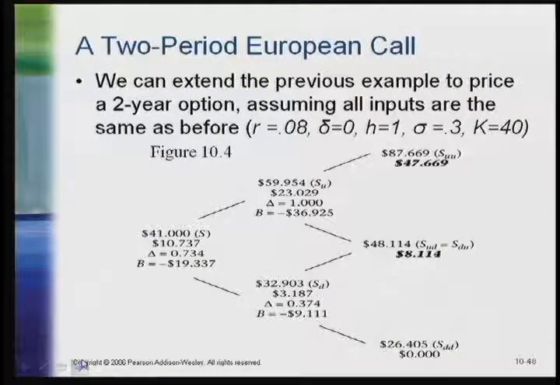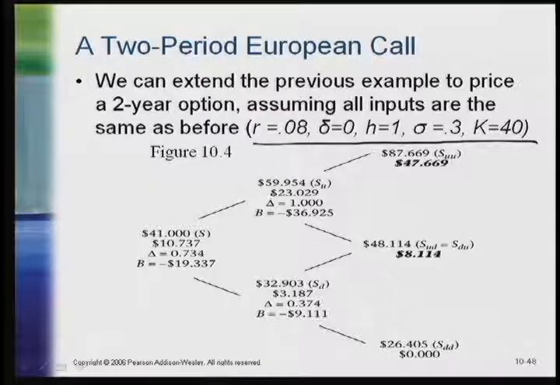So here's an example, all the same parameters from the earlier module. You may remember the prices in the prior module. $41 went to $59 and $32 using U and D based on these parameters. We have an H of 1, an R of 0.08. So what does that mean?